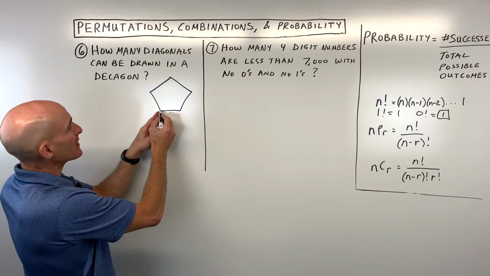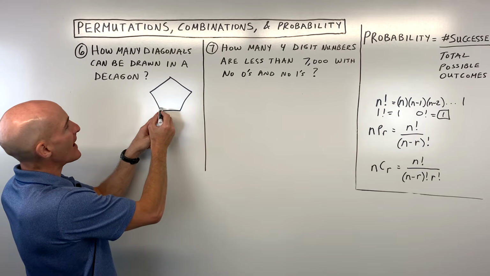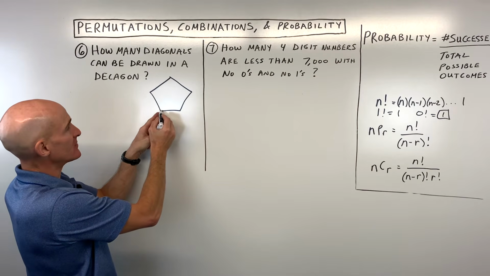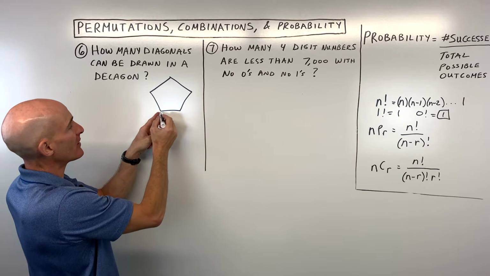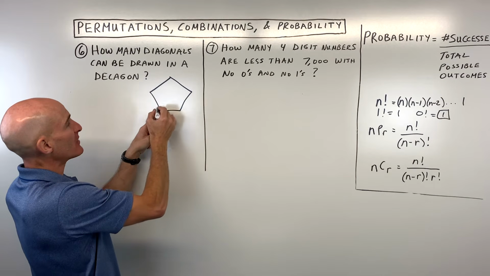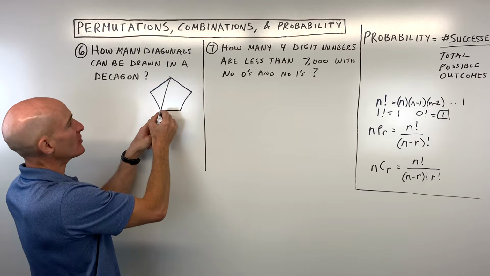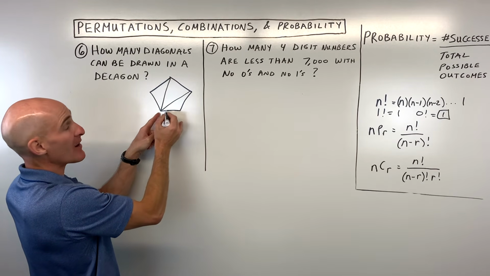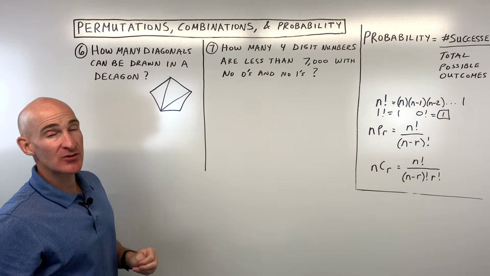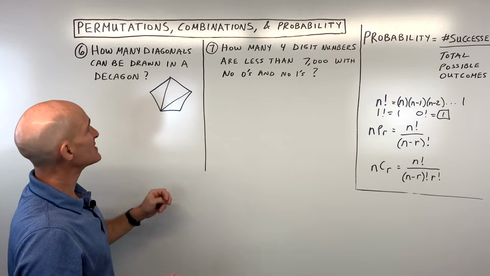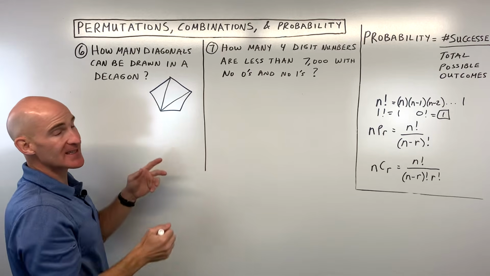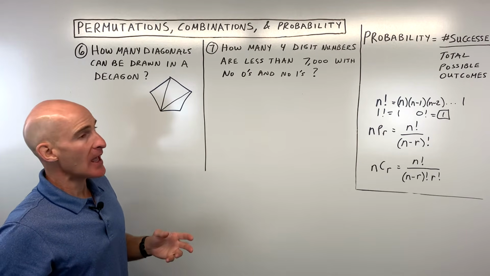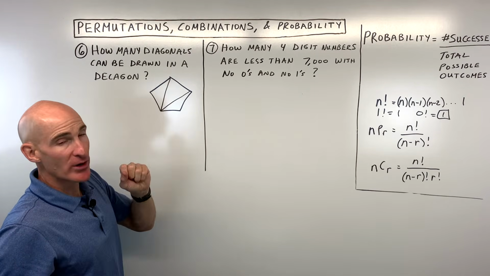A diagonal connects two non-consecutive vertices. The vertices are the points here on our polygon. So for example, this would not be a diagonal, but this would be a diagonal. This would be a diagonal. This would not be a diagonal. So what's interesting here is you can see you're connecting up 2 points in the polygon, right? And in this case, there's 5 points total.